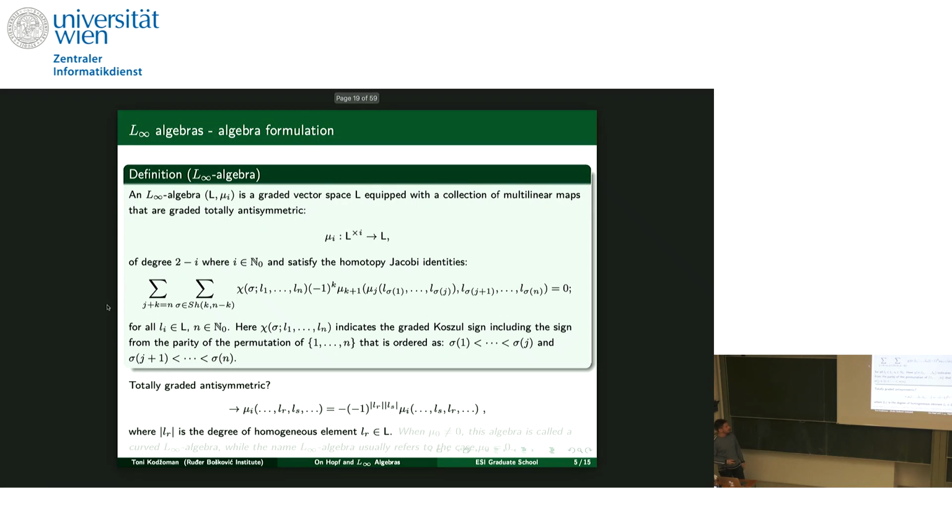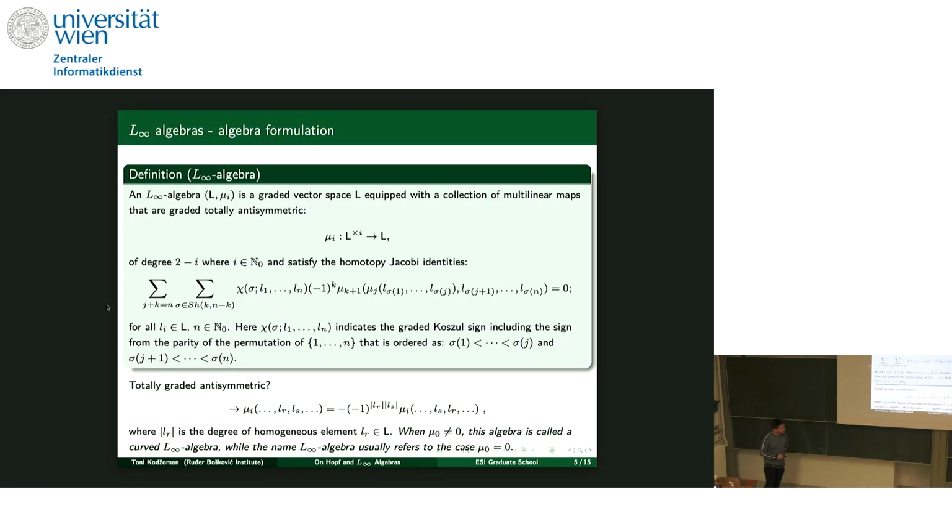Totally graded antisymmetric means the following. If you were to have a product mu_i of two elements, and if you were to switch them around, then you get a sign up front that depends on the degree of those two elements. Here we make a slight further classification.